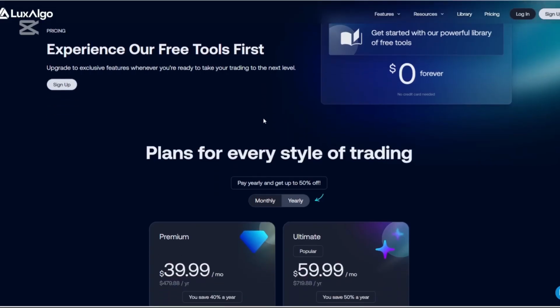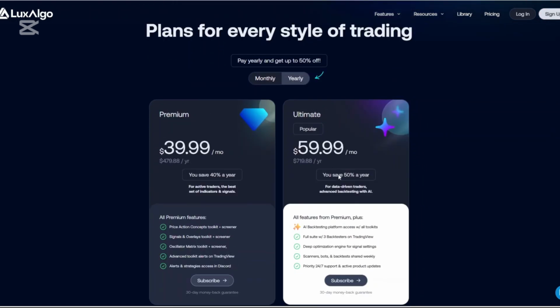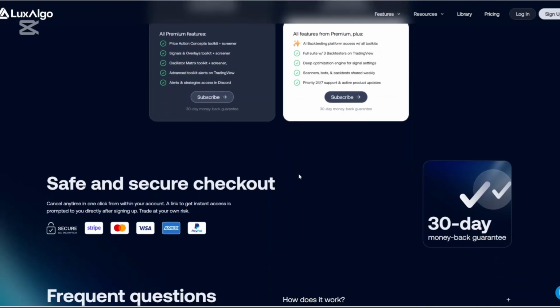So what is the pricing like? For LuxAlgo, there are two essential plans. The Premium plan at $39.99 per month and the Ultimate plan at $59.99 per month. You save up to 50% off when you do the yearly subscription, especially on the Ultimate plan. They also claim to have a 30-day refund guarantee, which is great if you're not sure of what you signed up for.